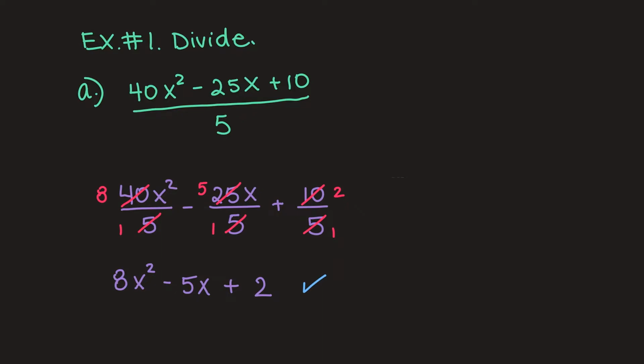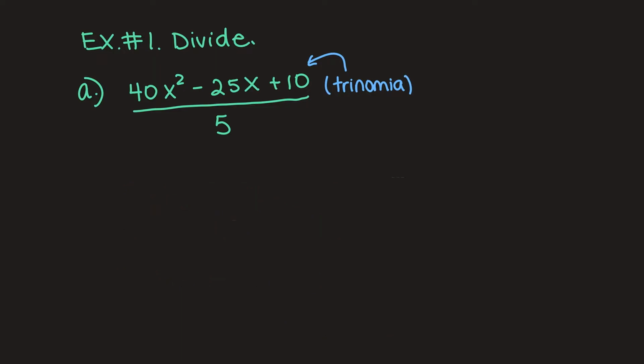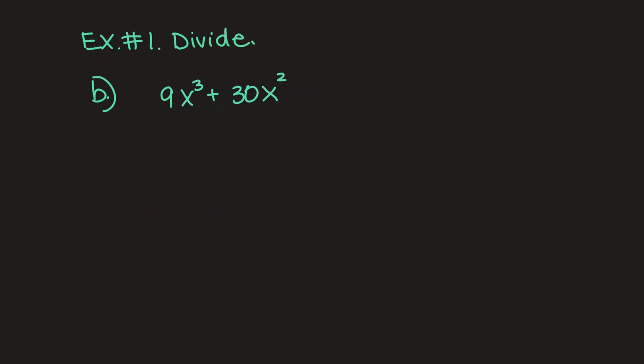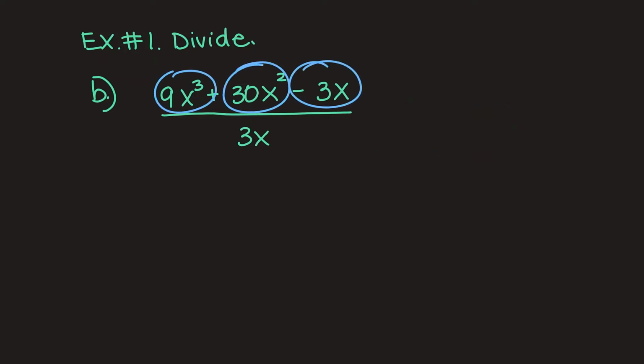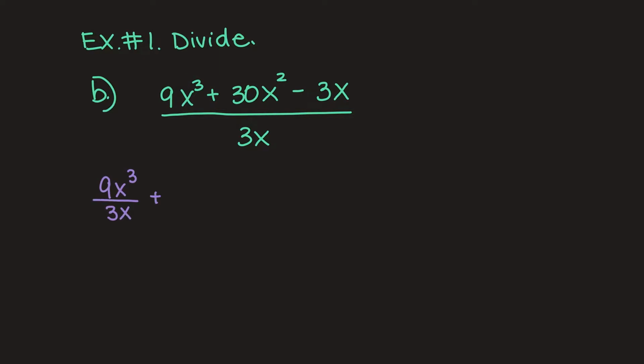Also, notice that when we divided a trinomial by a monomial, our result is still a trinomial. This will always be true whenever we're dividing by a monomial. For the next example, again, we're dividing a polynomial by a monomial. Therefore, we divide each term in the numerator by 3x. So 9x cubed over 3x plus 30x squared over 3x minus 3x over 3x.